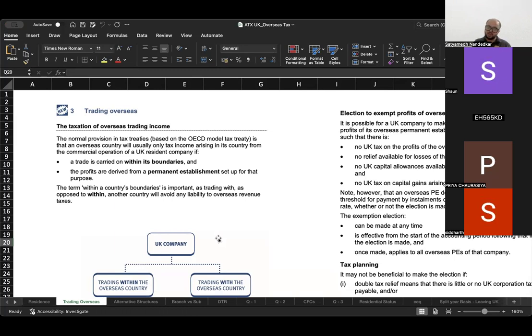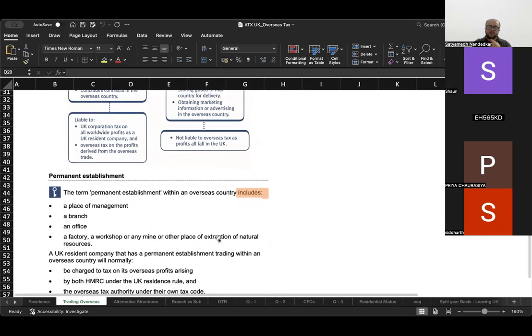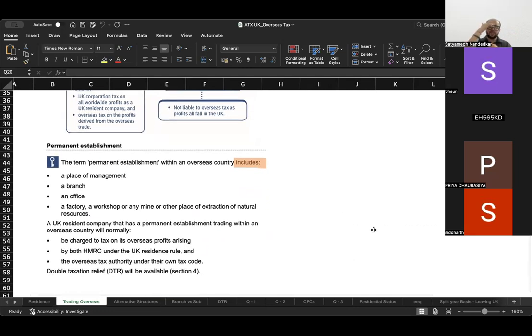I could also have a situation where I am trading within the overseas country, which means I have a permanent establishment in another country. It could be a branch, a showroom, or any of these different setups. But what happens when you are talking about a permanent establishment? A permanent establishment within an overseas country could be a branch, a place of management, a showroom, a factory, a workshop, or a mine from where extraction of minerals is happening. It could be any of these things.